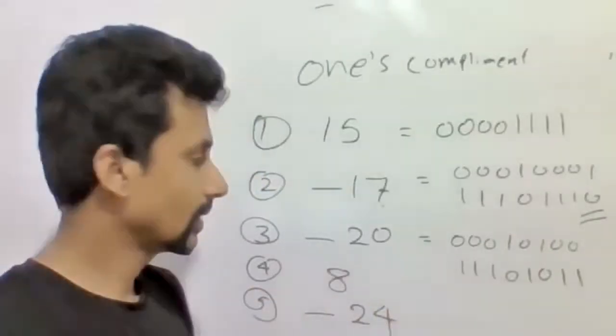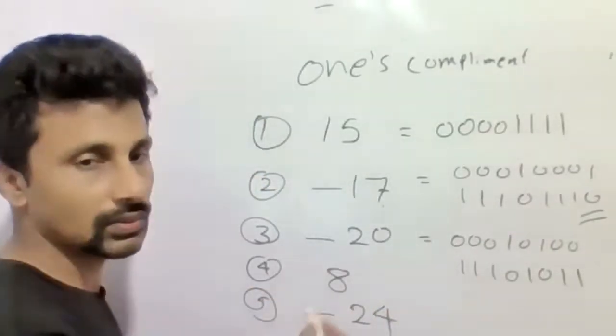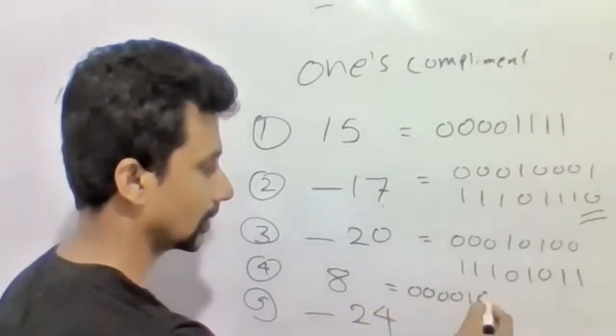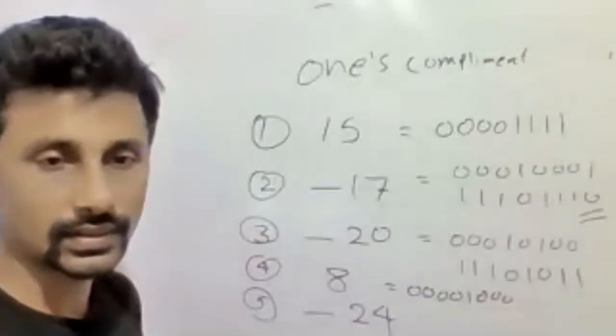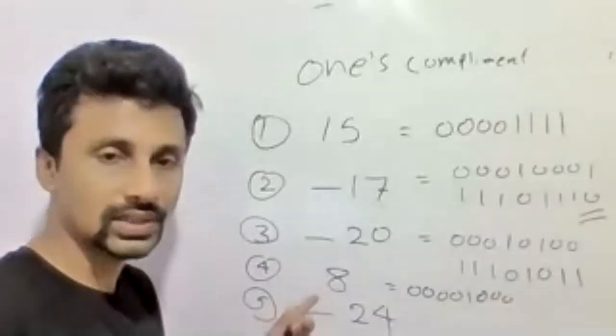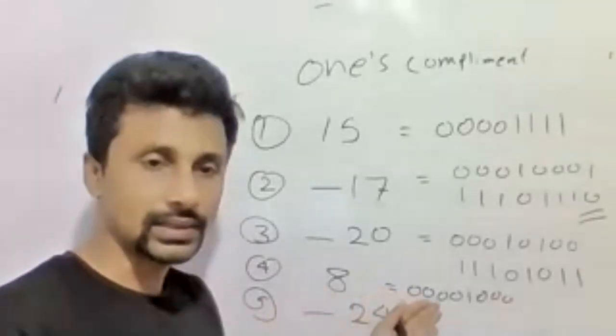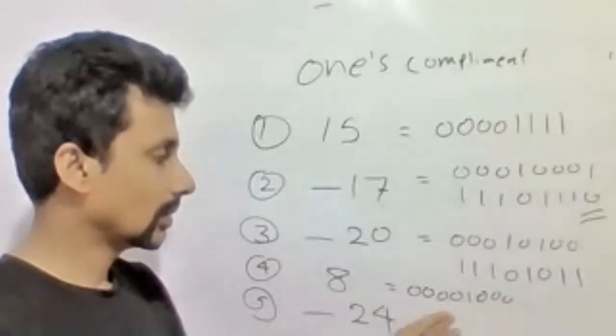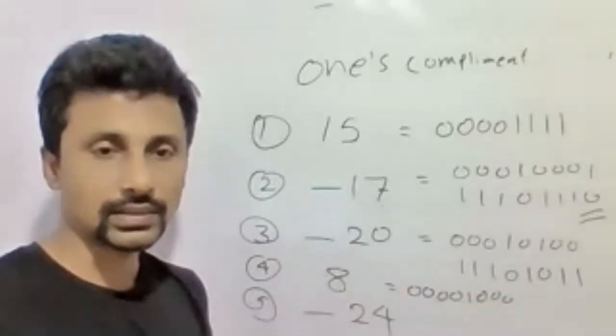Very easy. 8. 8 is positive. You don't want to flip. We just write it in binary. This is the answer. This is a positive value, you don't want to flip. You know how to take it to binary, dividing by two. Then write it with the 8 bits.